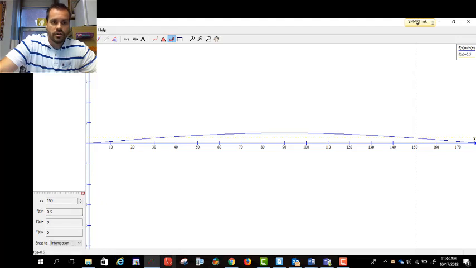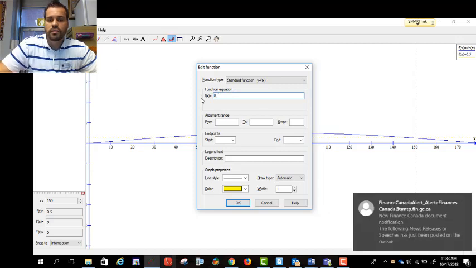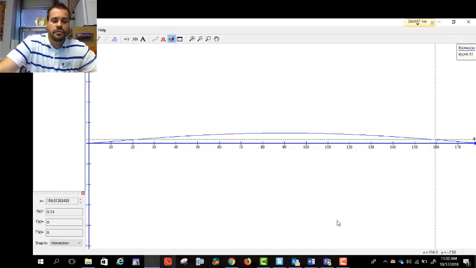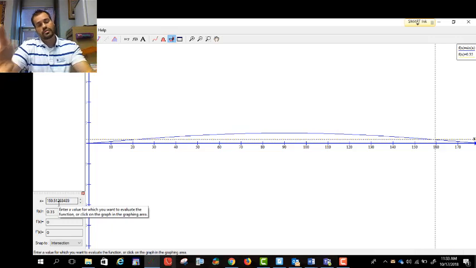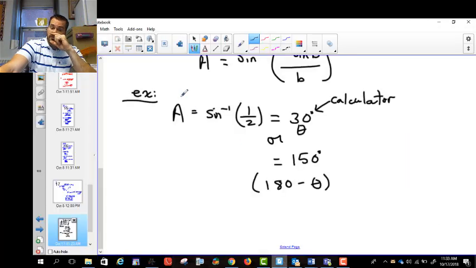And it doesn't matter what value you put in here. I can change this value to anything I want. Let's say it's 0.35. There will be two answers. There's 20.48 and then 159.51. You'll notice that those two angles add up to 180. So there's always two possibilities whenever we're finding the arc sine.